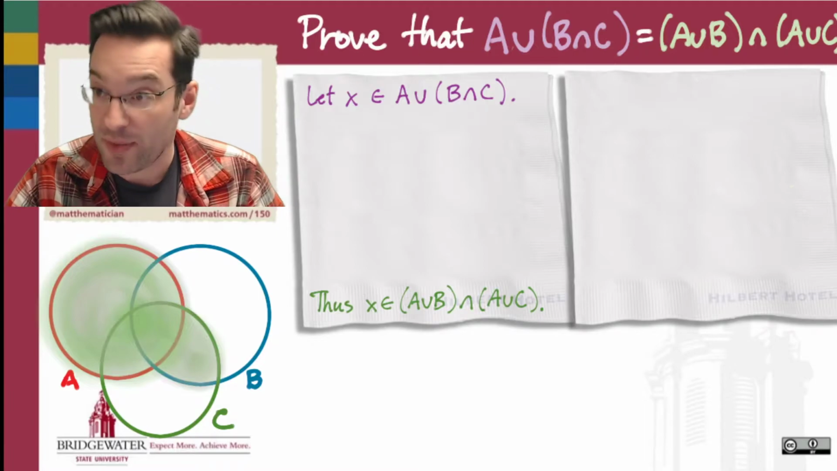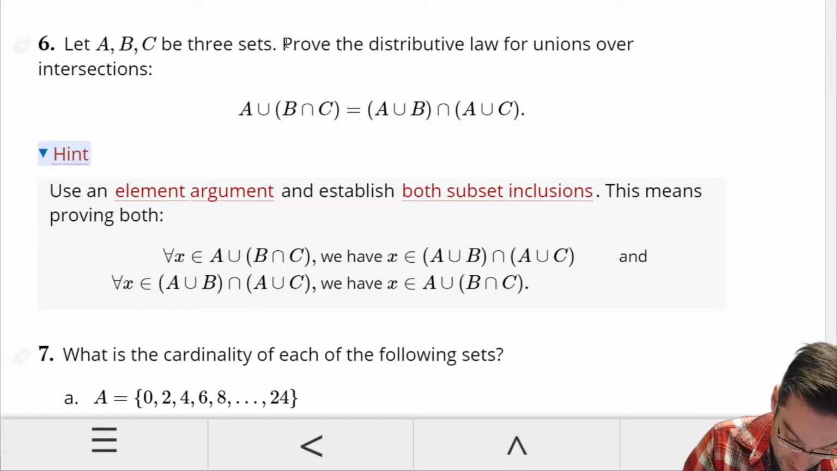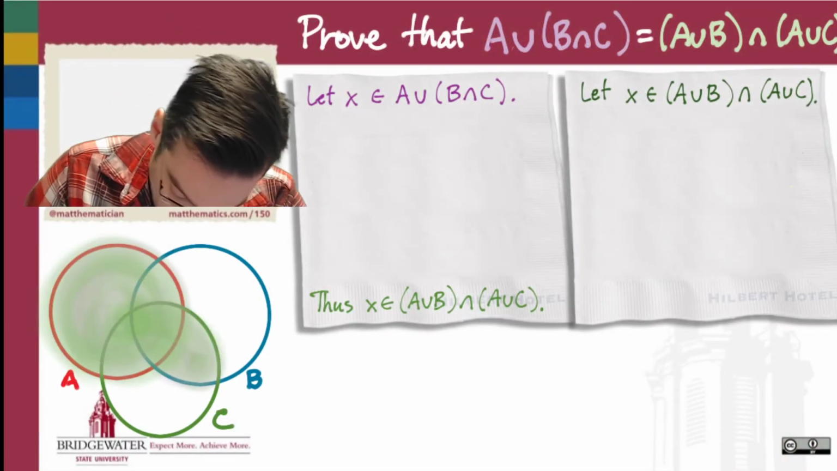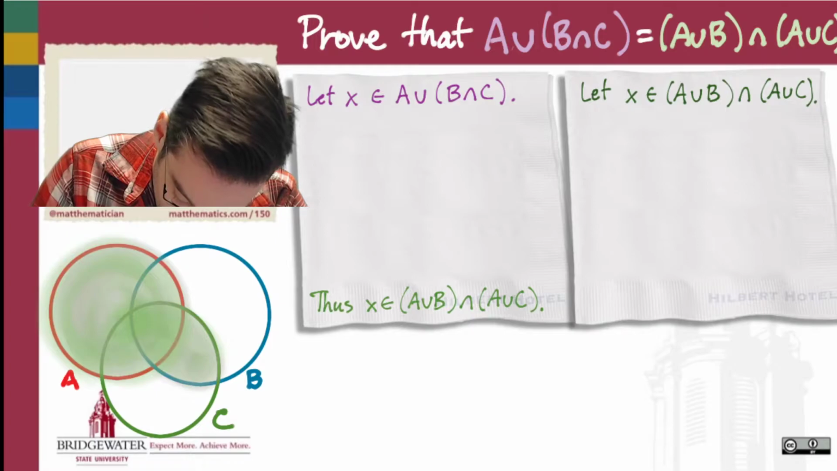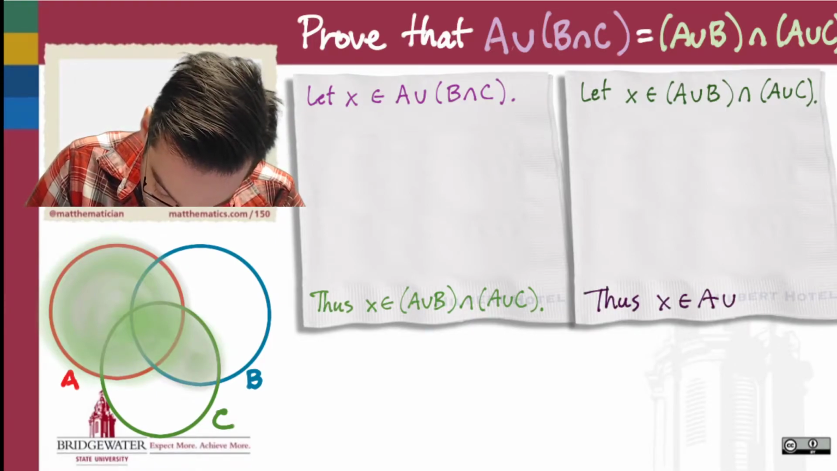Right, so that's one piece of the argument that we have to make. And the other piece is exactly the converse of that argument. So for that, we need to let x be selected arbitrarily from the intersection of the unions of A with B and A with C. So A union B intersection A union C. And on that side, we want to deduce that x belongs to the union of A with the intersection of B with C. So we need to make the conclusion there. Thus, x belongs to the union of A with the intersection of B and C.